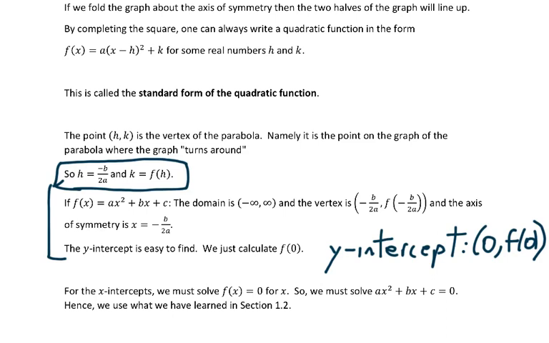Also, notice, I indicated it before, but I didn't mention the range here. You could get the range from the vertex. You would have to know if A is positive or negative. Really, it's just best to get the graph, though, because then you can see it more visually.